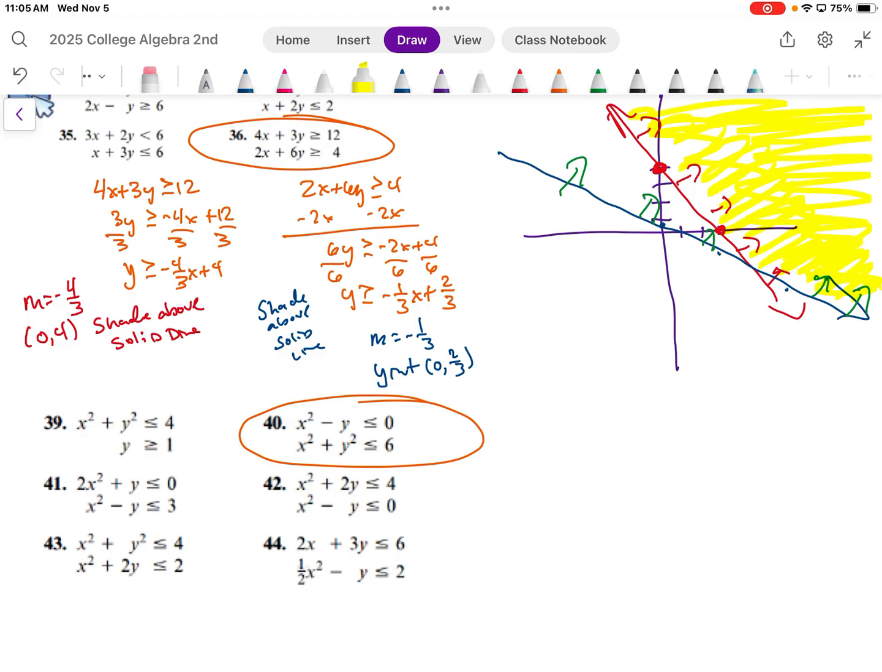All right, so there's number 36 for you. A little bit different because of the way that second line slope was.